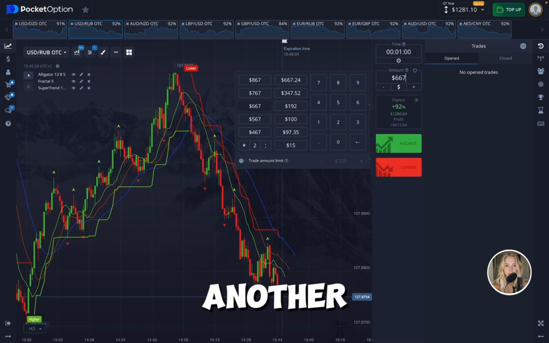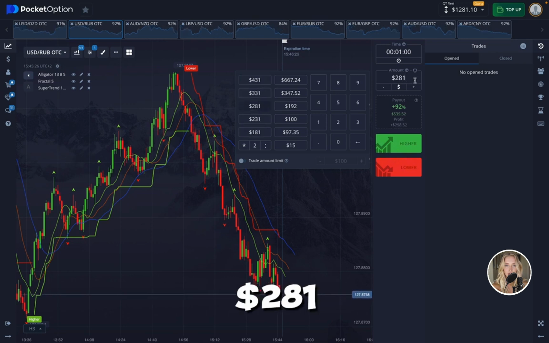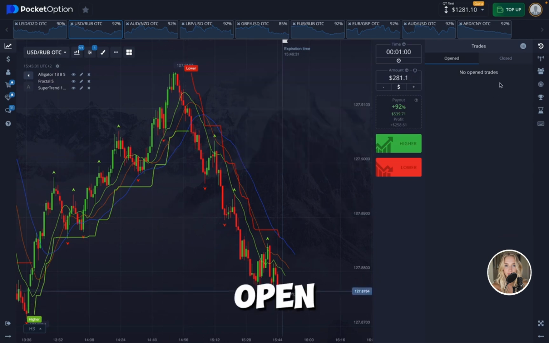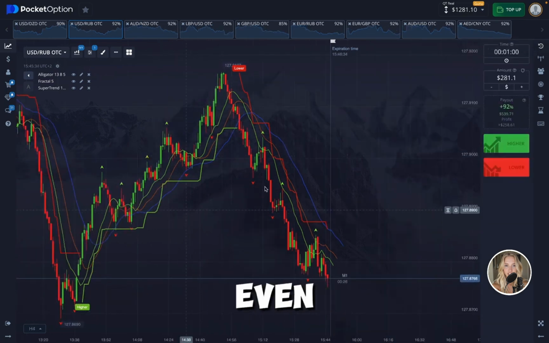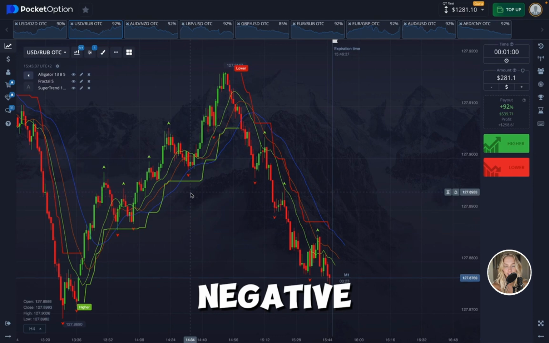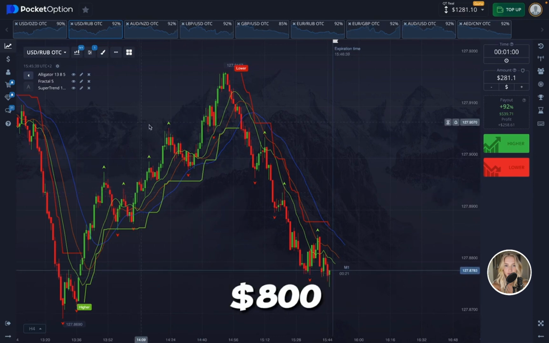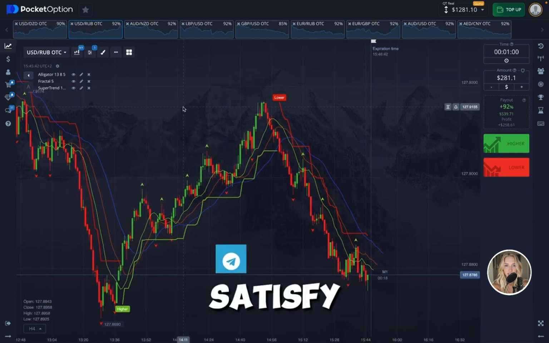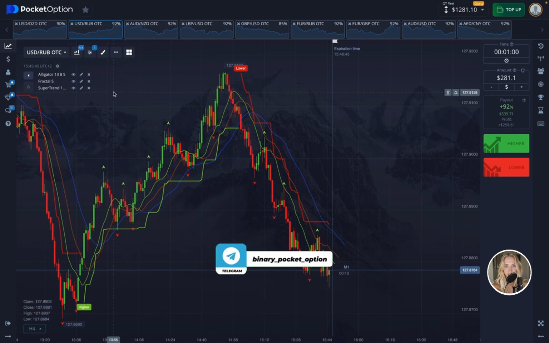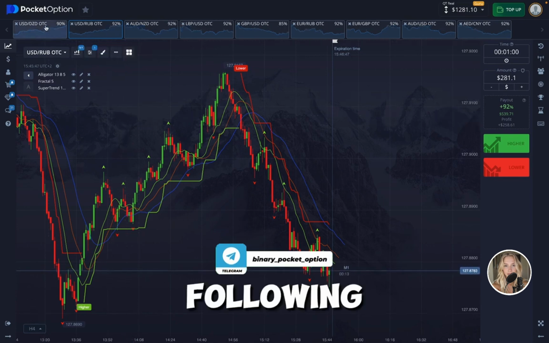And let me open another position for $281. I won't risk all the profit, just consolidate the result and open another position. In general, even if the trade closes in the negative, a profit in the amount of $800 will more than satisfy me for today's trading process. So let's continue and pick up the following currency pair.